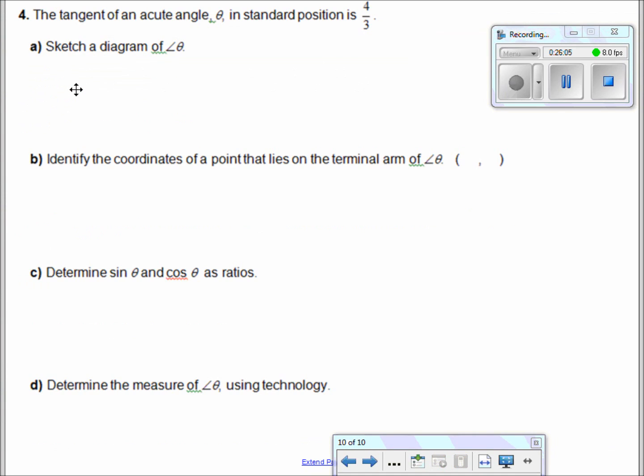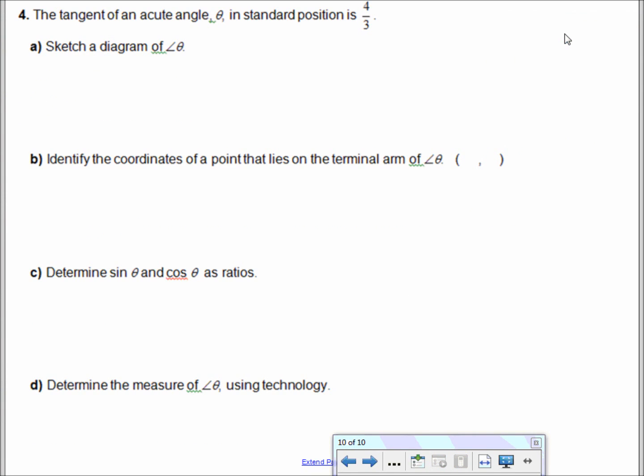Okay, so now this one's a little different, because it's giving you different information. It's saying the tangent of an acute angle in standard position is 4/3. So we know tangent to be what? What letters is it? The actual ratio. It is y over x.